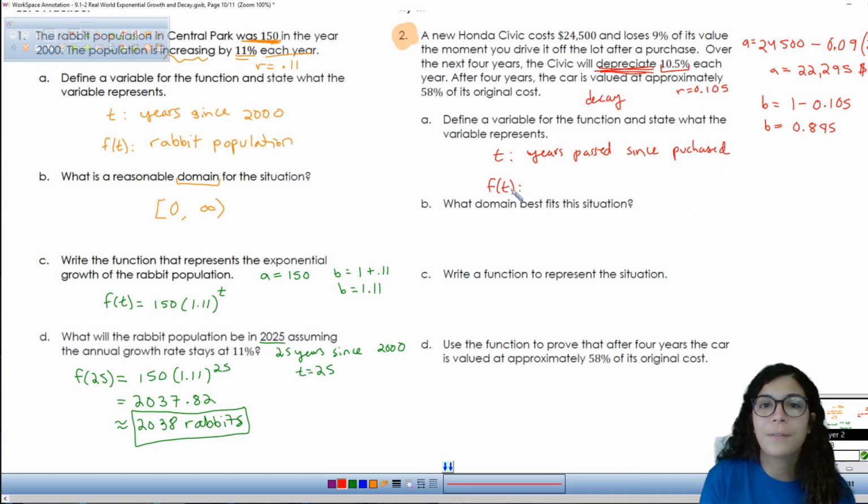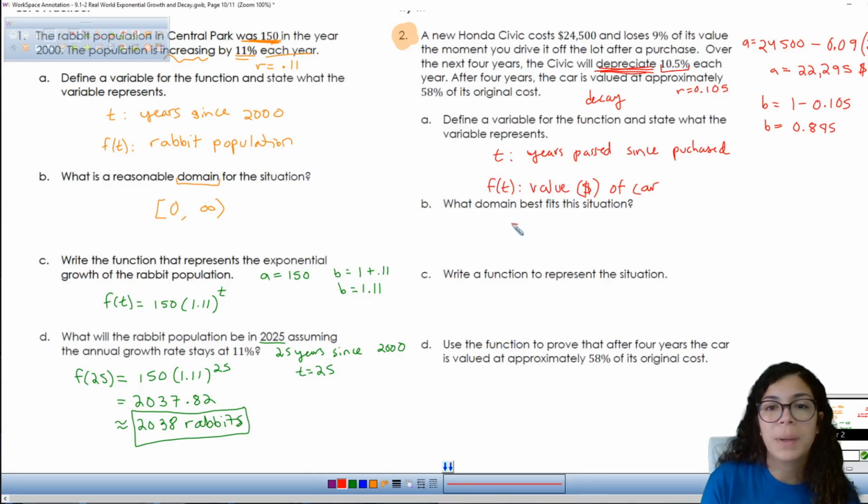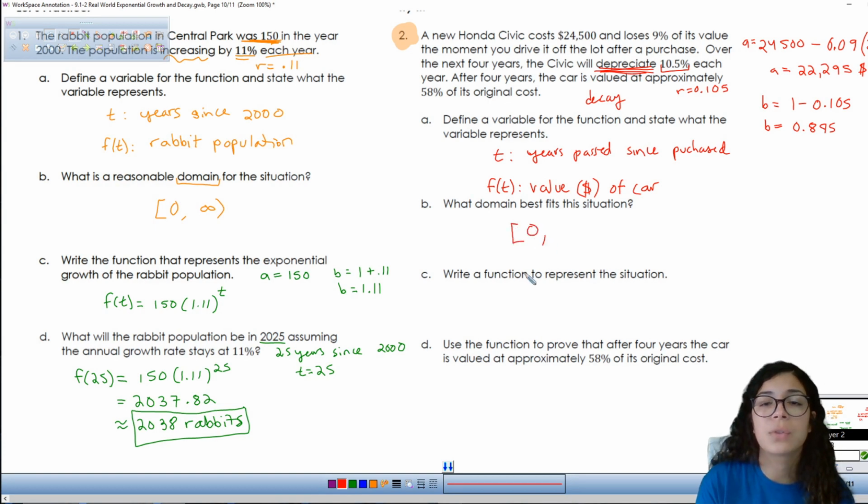And f of t then would be the output, which is the value of the car, the value in money, of course, of the Honda Civic. Okay, now what is the domain that best fits this situation? Remember, domain is the possible values for the input. Now again, you can't have a negative number of years, so the smallest amount of years that could have passed since you purchased this car is 0.